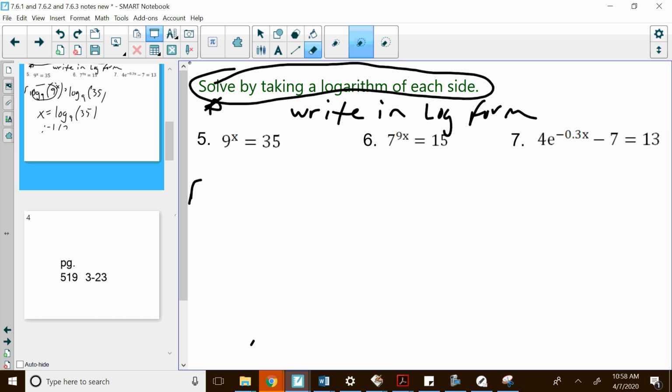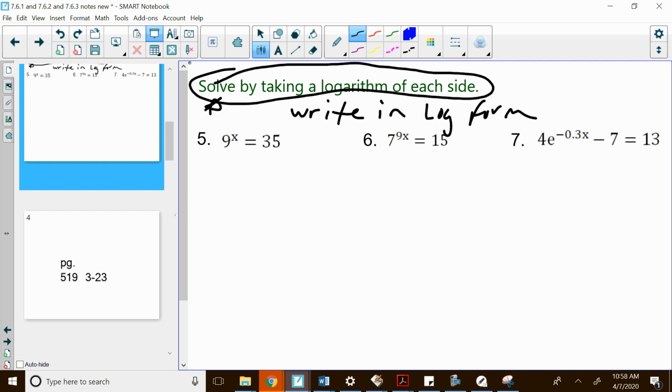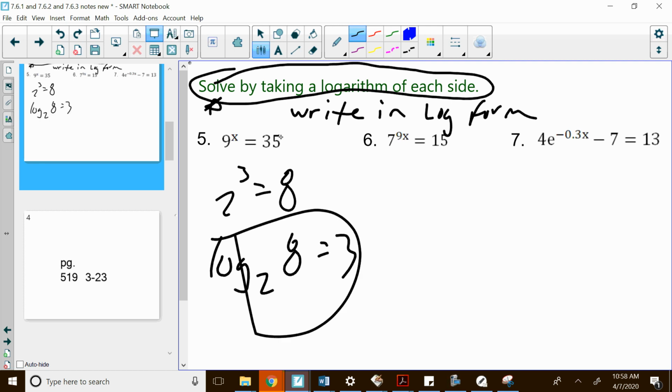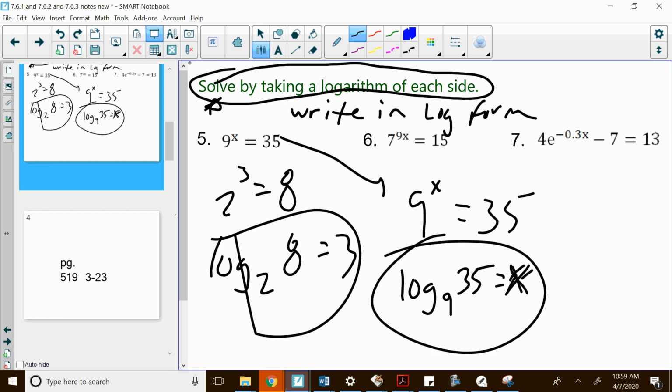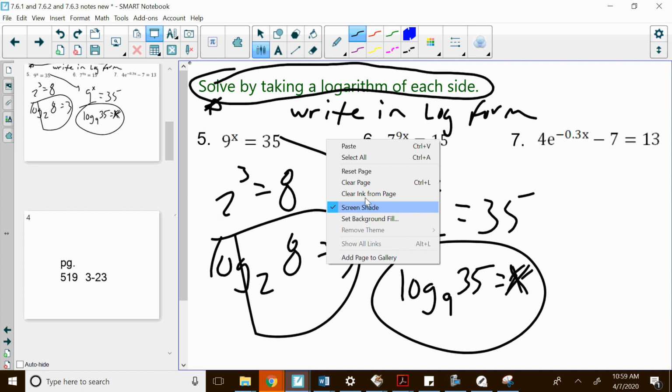You can basically take this equation and just rewrite it in log form, because remember, let's go back to something simple here. If 2 to the third power equals 8, that means the log base 2 of 8 equals 3. Okay, this is review for us. So if 9 to the x equals 35, then that means the log base 9 of 35 equals x. Well, voila, we're already at our answer. We've got x solved for. All right, we're going to plug that into our calculator, and we're going to get 1.62 just the way we did previously.